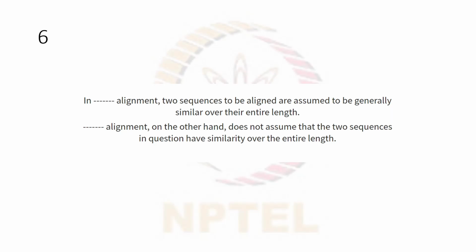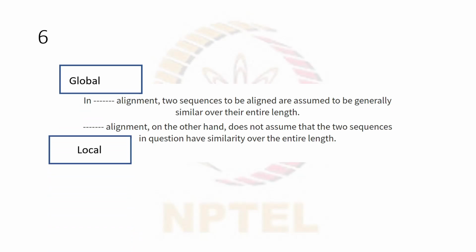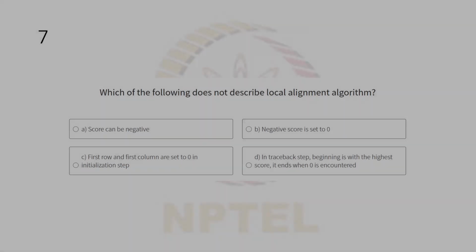Next is a fill in the blank question. In which alignment are two sequences to be aligned assumed to be generally similar over their length, and in which alignment does it not assume that the two sequences in question have similarity over the entire length? Yes, global and local alignment. Right answers. Thanks for answering.